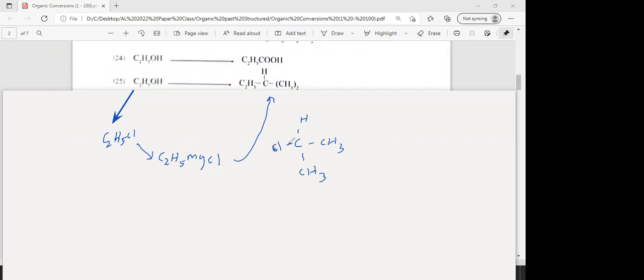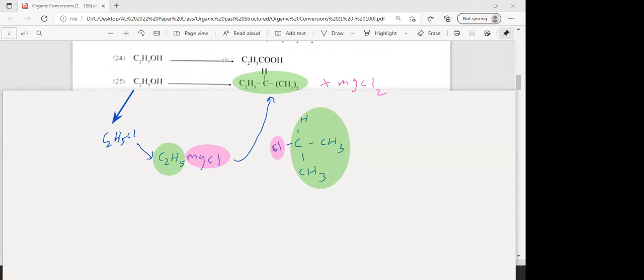Then the Cl combines with MgCl and becomes MgCl2. That's a byproduct, and this will combine. That's what Tamasha has done. Then this gets added to this. Then you get the main product. Okay.